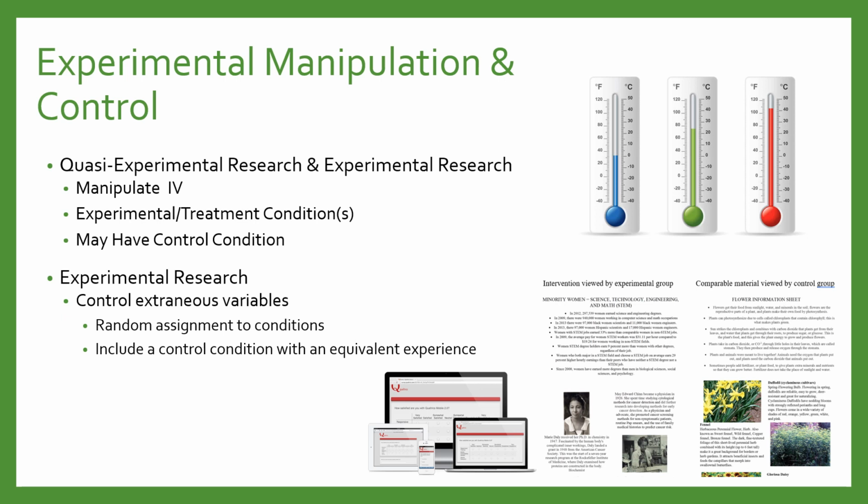So, for example, I conducted an experimental research project on implicit or unconscious bias against women and ethnic minorities in STEM, science, technology, engineering, and math. We used an online experiment programmed in Qualtrics. The sample was randomly assigned to one of two conditions.